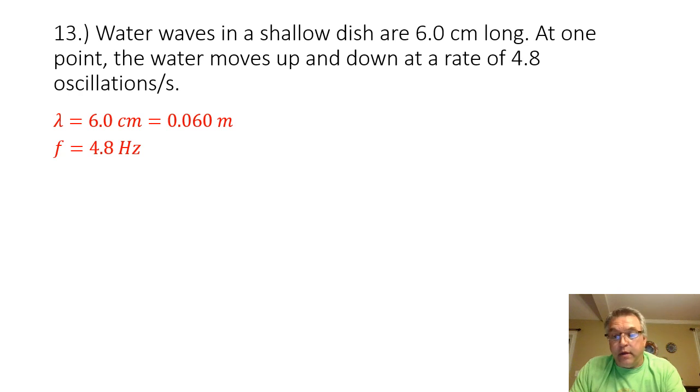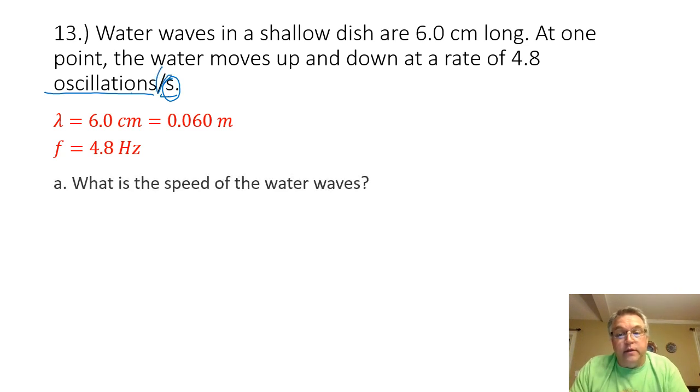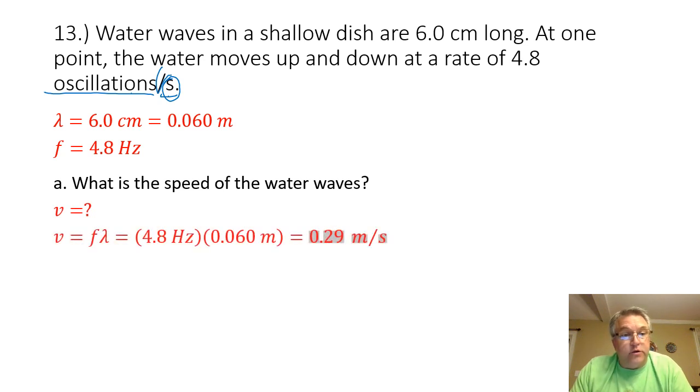Now, the unit we're given for that 4.8 in the problem is oscillations per second. My time unit, seconds, is in the denominator of my unit, right? There's my division sign right here. That's in the denominator. So because I have seconds in the denominator, I know I'm dealing with frequency, and my unit is hertz. The first thing that they want us to find out is the speed of the wave.